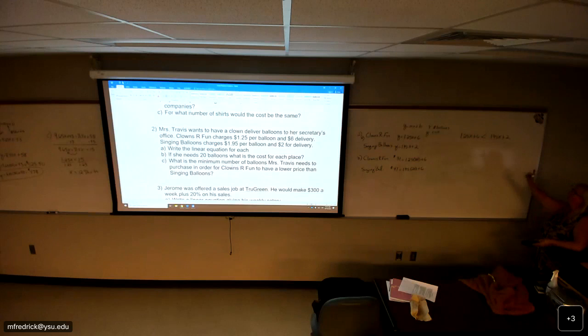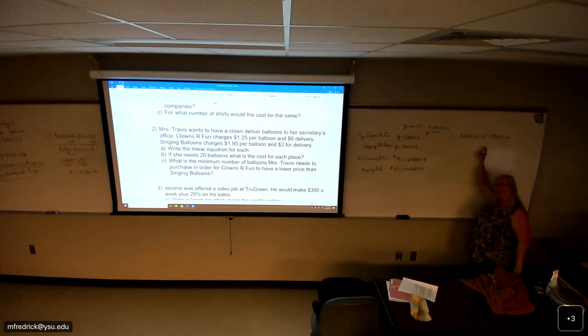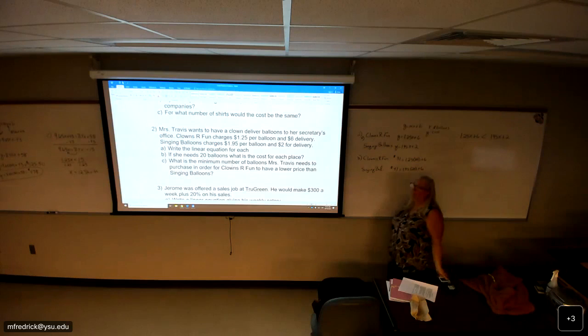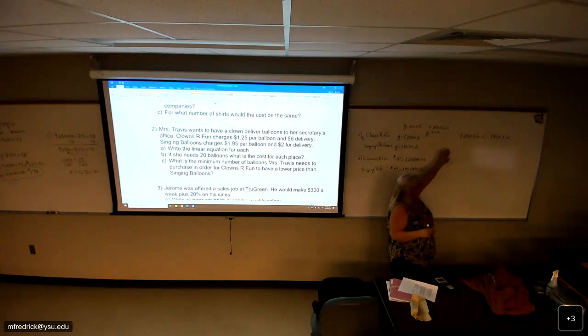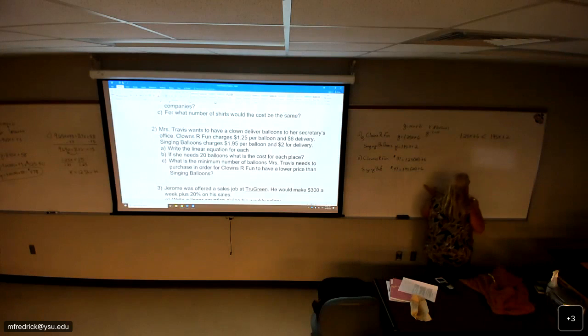Would you subtract the 6 or the 2? I like to work with negative numbers. You could keep it all positive, but then your variable is going to be on the opposite side. I'm going to keep the variable on the left so you can see what happens when you divide by a negative.